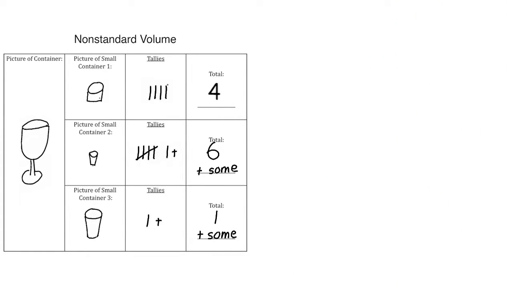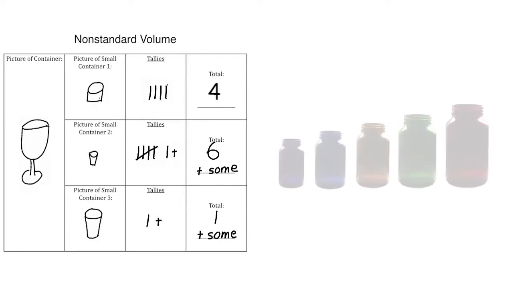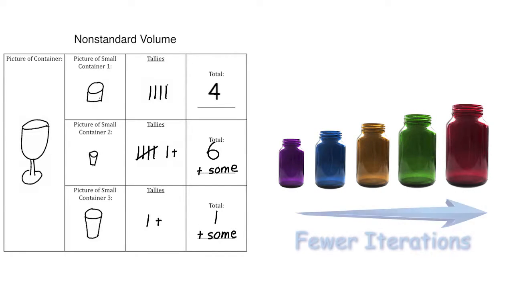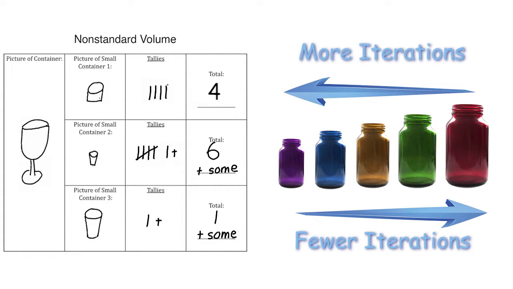Look at the chart to compare the containers and the iterations. We can see that the larger the measuring container, the fewer iterations, and the smaller the container, the more iterations.